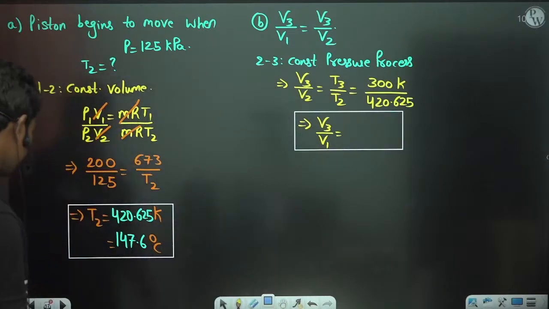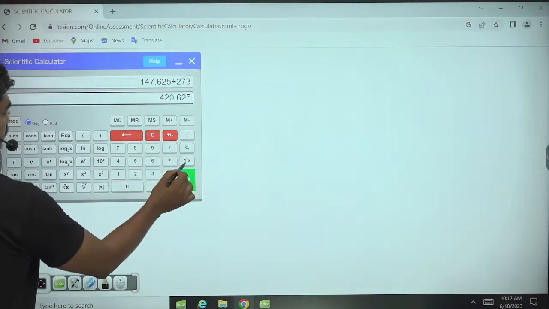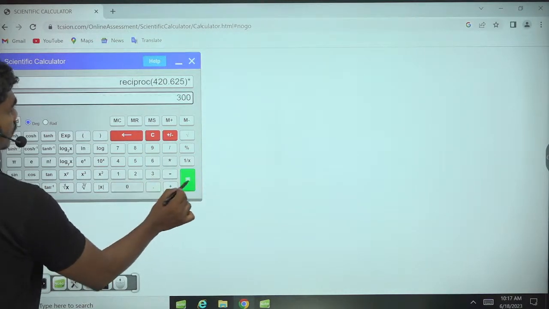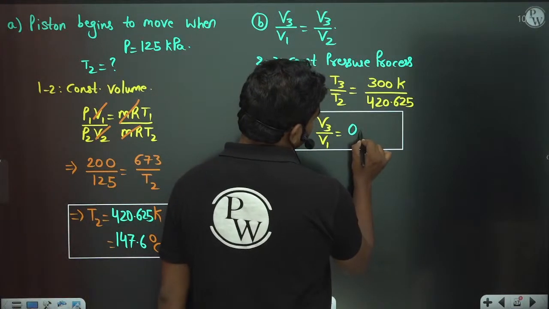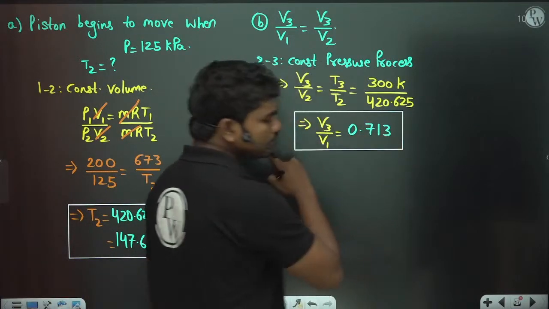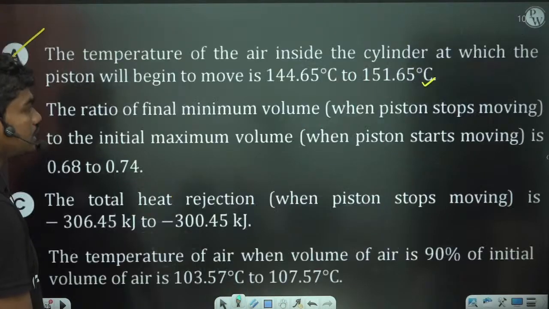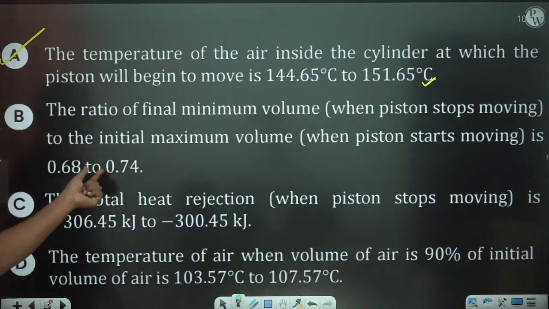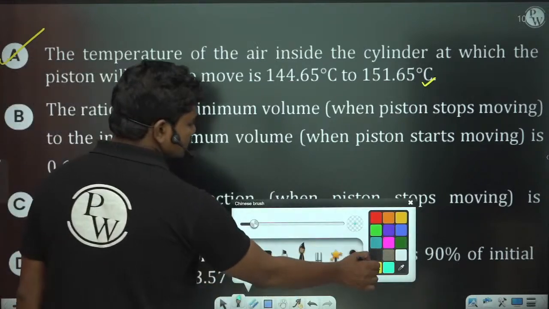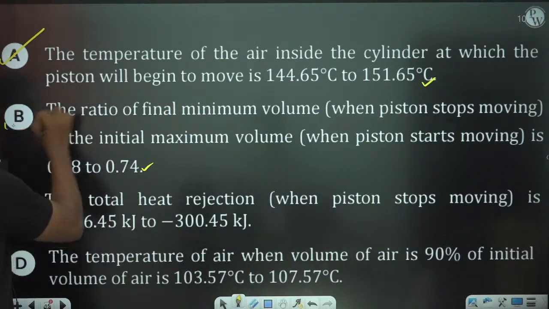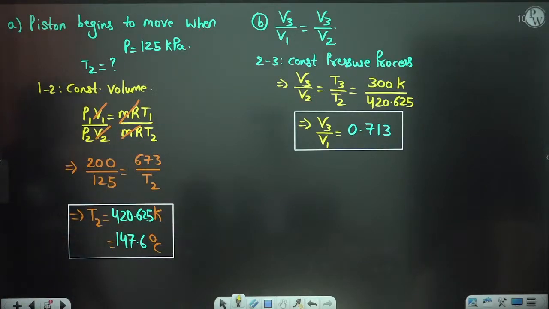This is dimensionless, of course. So 300 by 420.625, this reciprocated multiplied with 300. So if you see, 0.713. You all got 0.713, correct? So this 0.71 is in between this 0.68 and 0.674. So definitely this is also the correct statement. Therefore option B is also the correct answer in this case, because you can see clearly V3 by V1 is 0.713.